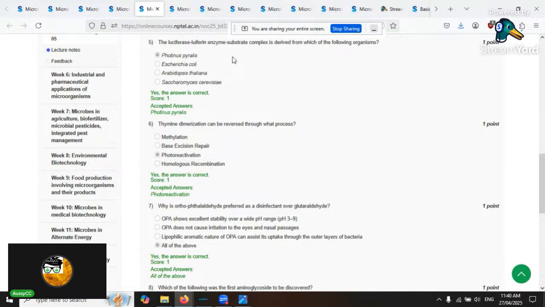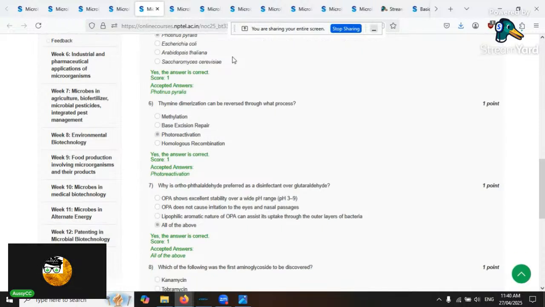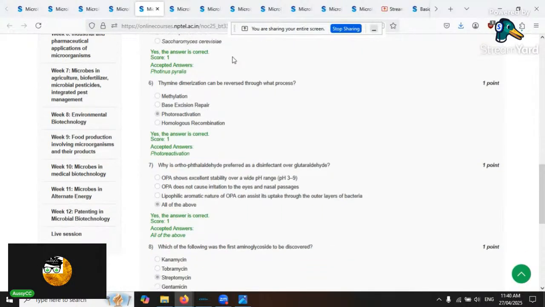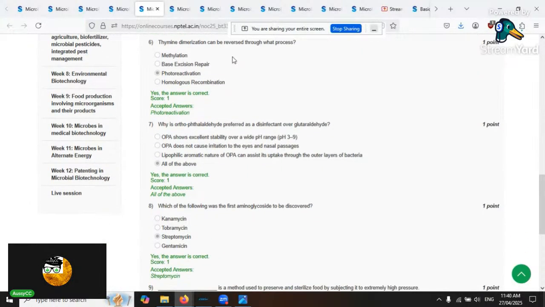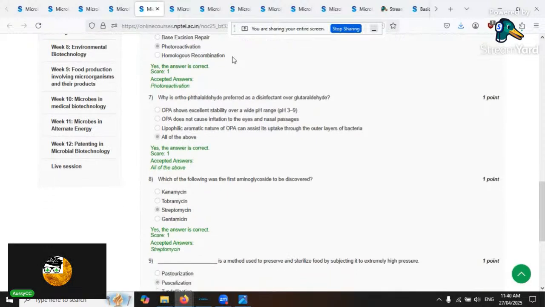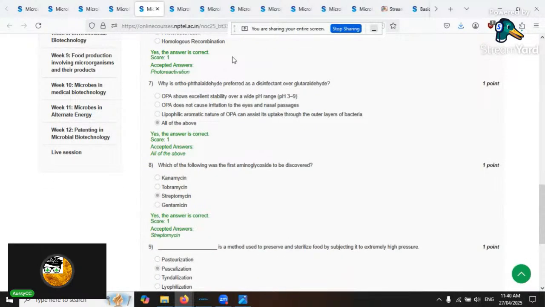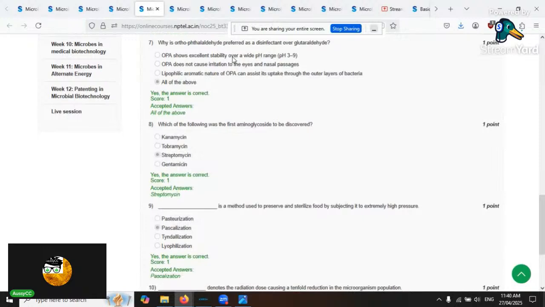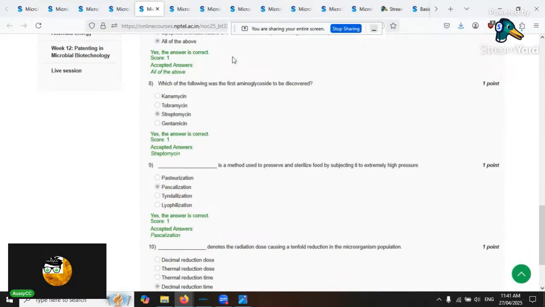Which of the following was the first aminoglycoside to be discovered? Streptomycin. Something is a method used to preserve and sterilize food by subjecting it to extremely high pressure. Pascalization. Something denotes the radiation dose that caused a 10-fold reduction in the microbe population. Decimal reduction dose.